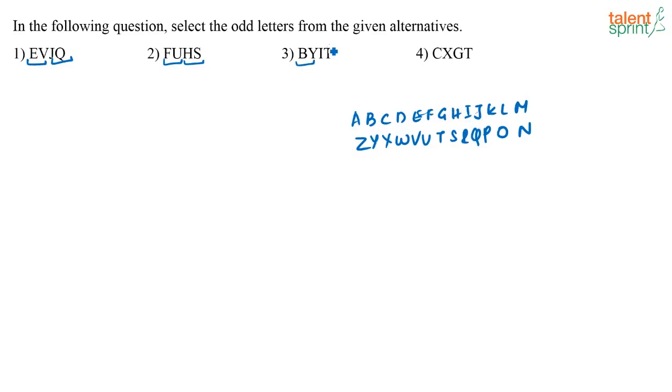What have they given? They have given T here. So this is your odd one out. Look at CX, opposite to C is X, opposite to G is T. It's also correct. So this is the odd one out, BYIT.